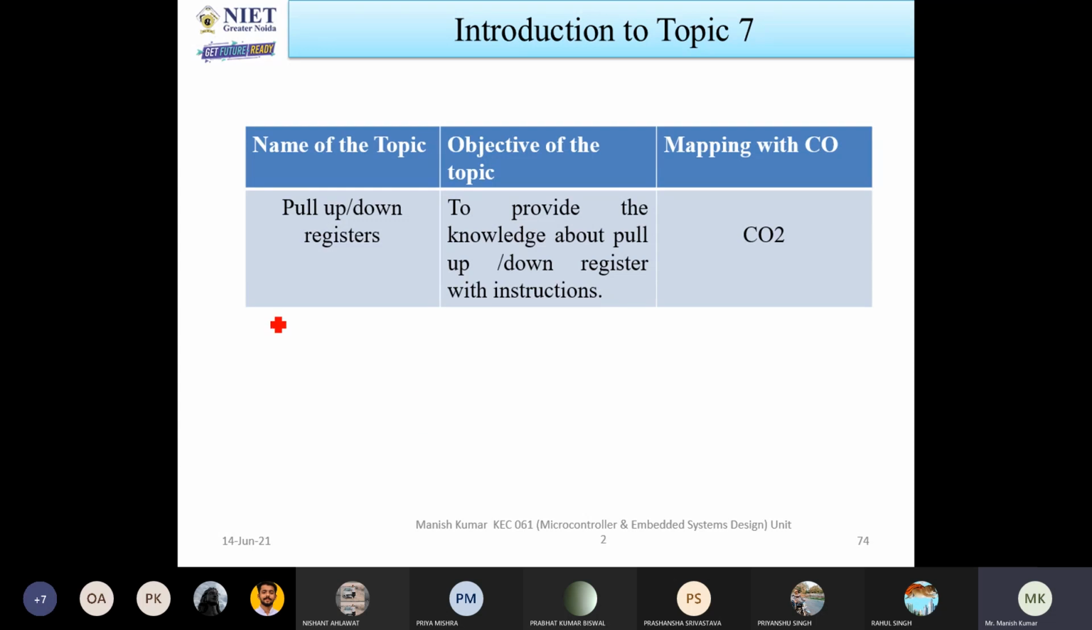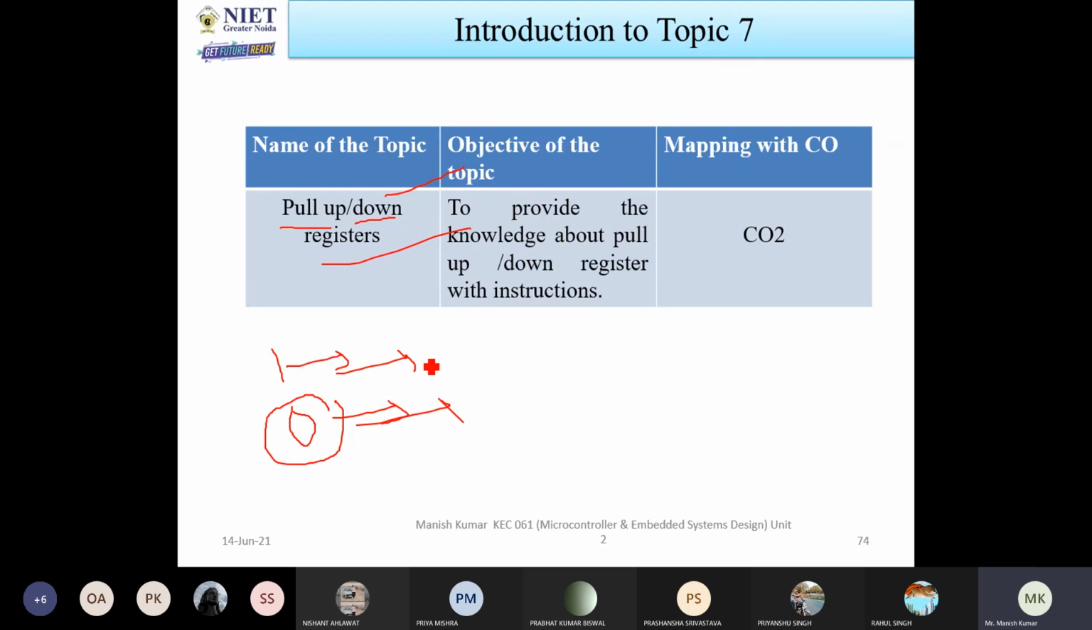Now next I will discuss the pull-up and pull-down registers. I think all of you know the pull-up and pull-down registers. When I am taking a pull-up register, it means this will give an output of 1. When you are using a pull-down register, it will give a 0. What is the exact meaning? If you are supplying 0, then this will work fine. If you are supplying 1, it means it will work fine. So that is the pull-up and pull-down registers.